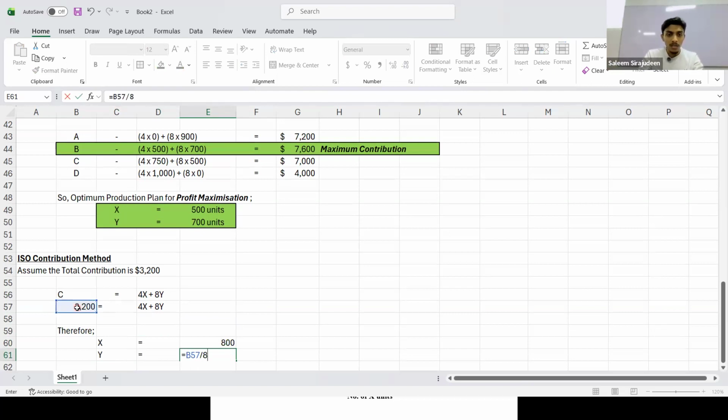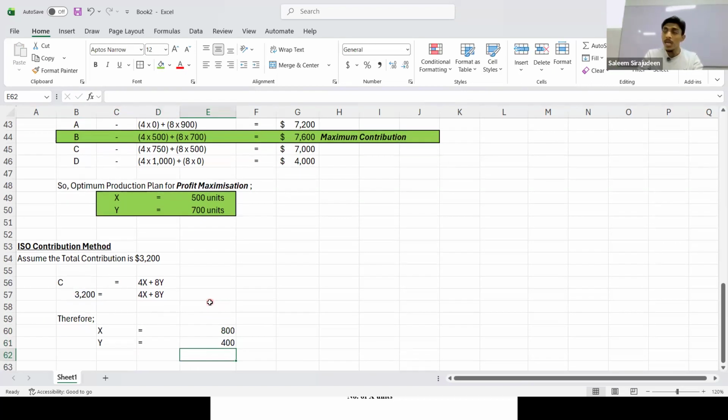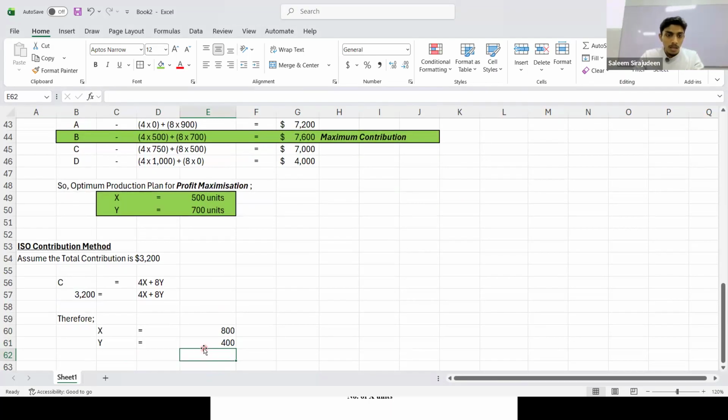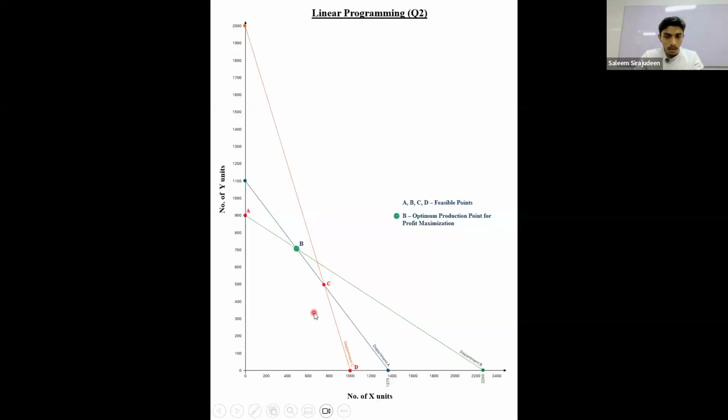400, correct? Which means 3200 divided by 8, right? So now you have to mark this in your coordinate. So X 800 by 400. So if you match this, this is your ISO contribution line. Now what you have to do, you have to keep a ruler. Without changing the slope, you have to move that line towards the right side, right?